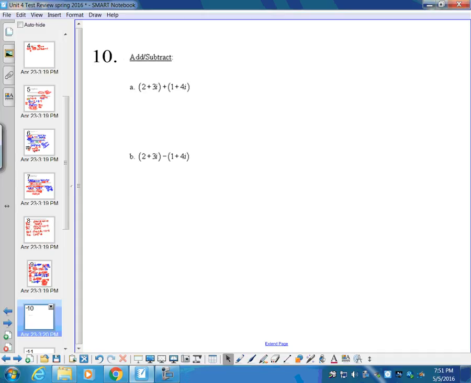Okay, number 10. Now, we are adding and subtracting complex numbers. So, you add like terms. So 2 plus 1 is 3. 3i and 4i is 7i. Change your signs here, so you get 2 plus 3i, because this is subtraction, minus 1 minus 4i. So 2 minus 1 is 1. 3i minus 4i is negative i. So that's your adding and subtracting, number 10.